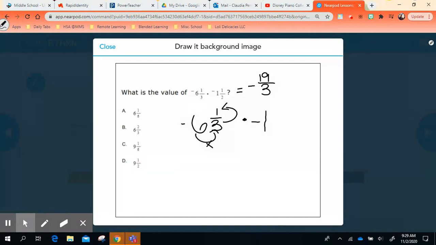I'm going to do the same thing to my second number. I'm going to multiply and I'm going to add. So what's 1 times 2? 2 plus 1? 3. So negative 3 over 2. Now I'm going to solve.